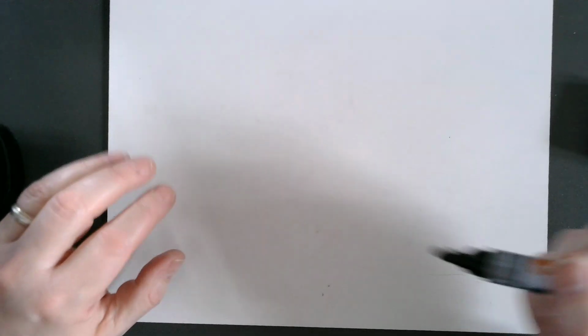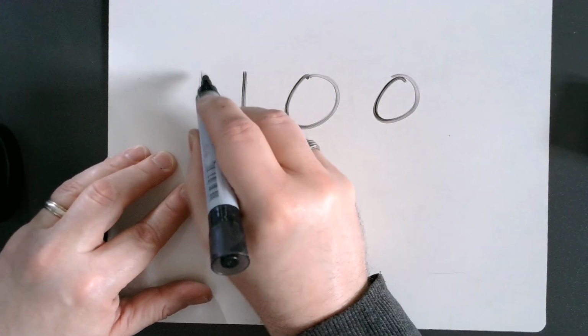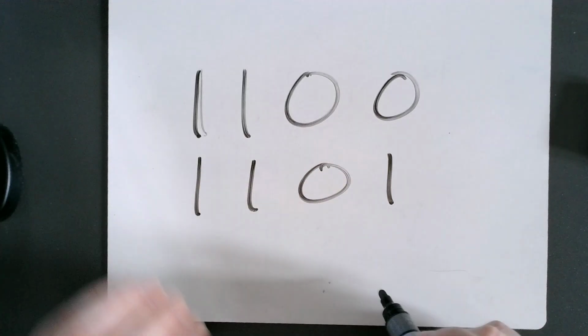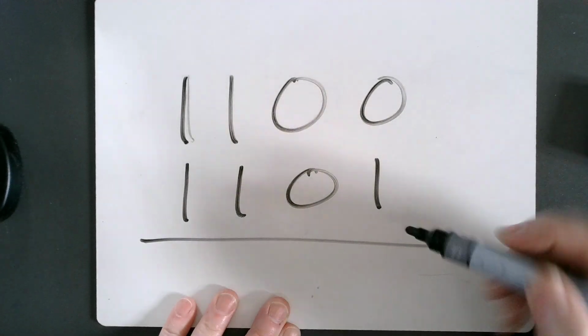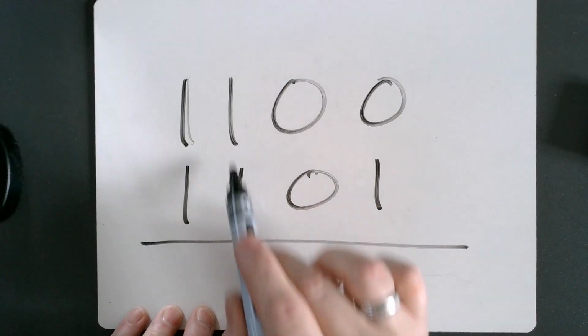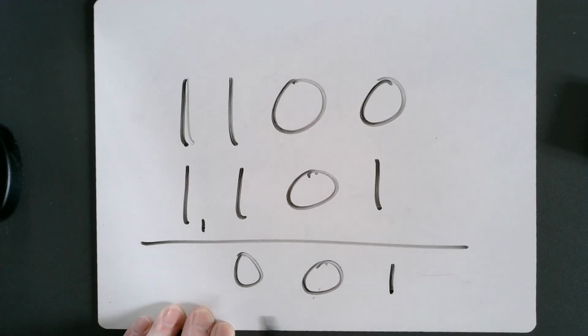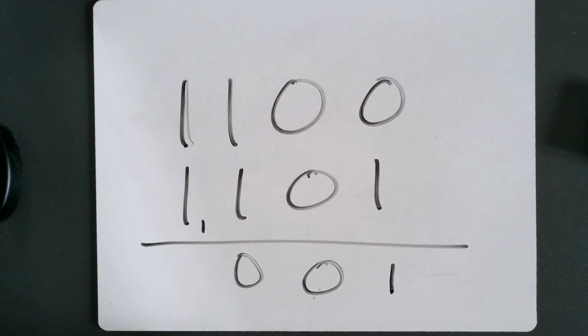I'll do it again, but without a mistake. 1100, so redo that one, plus 1101. So we need to think of our golden rules again. 0 plus a 1 is a 1. A 0 plus a 0 is a 0. 1 plus 1 is 10. You can see that I've carried the 1 and the zeros come down. 1 plus 1 plus 1 was 11.